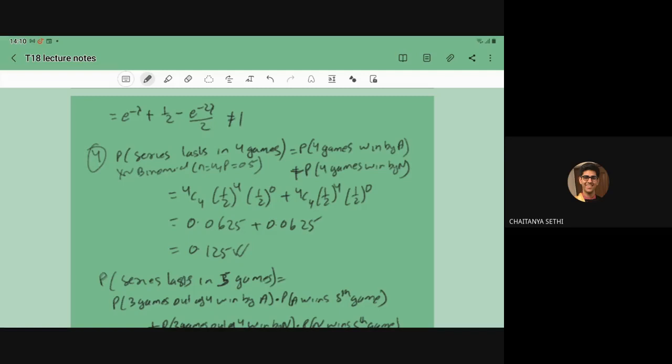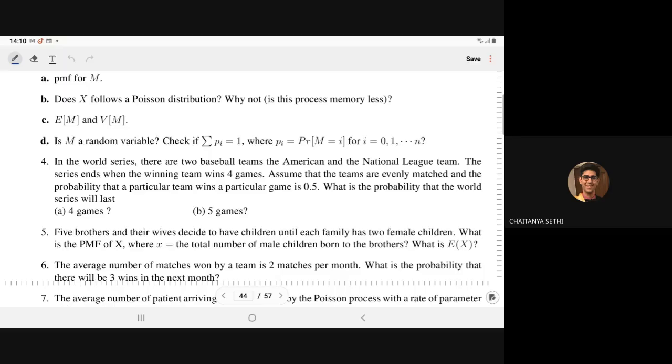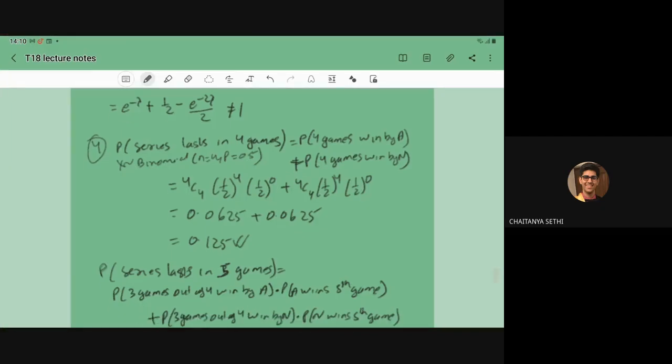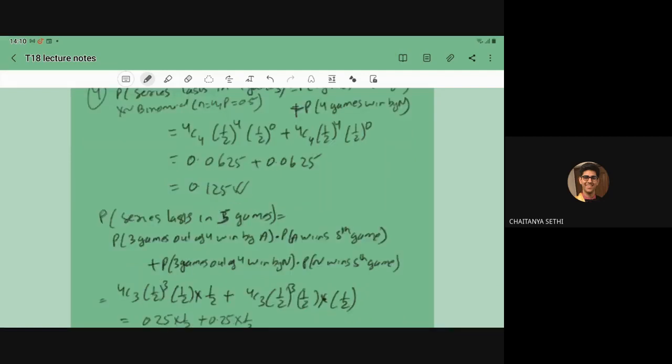Now if you have to determine the probability that the World Series will last in 5 games: when is it possible? When the first 3 games are won by a particular team and the fourth one by the other, then the fifth game is won by the same team. Then only the series will last in the fifth game.